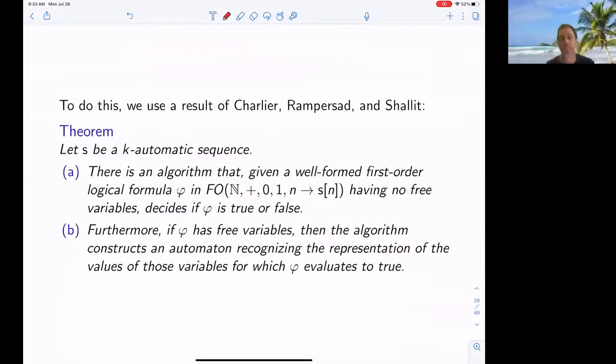So we're going to make use of this result of Emily and Narad and Jeff that says the following. I've written it out. If you have a k-automatic sequence, there's some algorithm where, when you have some first order expression in this theory, there's some mechanism for determining whether this sentence is true or false. The important thing is that you can build an automaton that recognizes tuples for which the sentence is true when you have some variables.